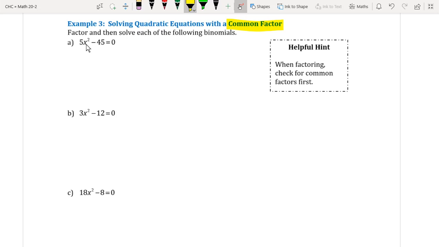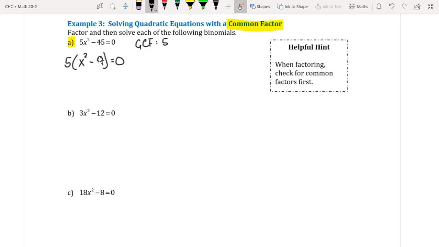If we take a look at A here, the two terms have a 5 in common. So our greatest common factor here is 5. So if we factor out a 5, we're going to be left with x squared and negative 9.